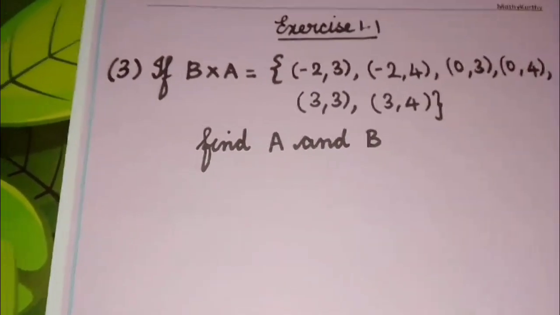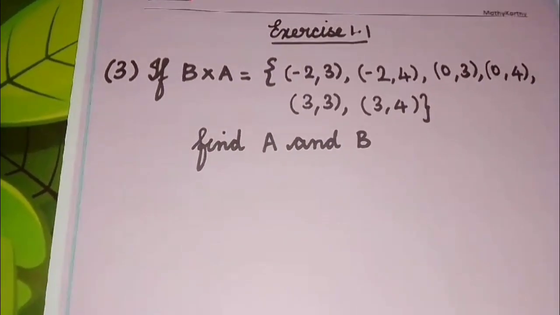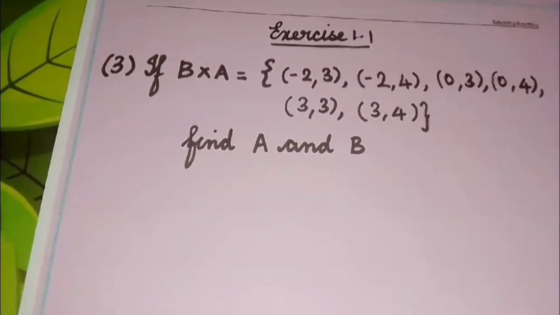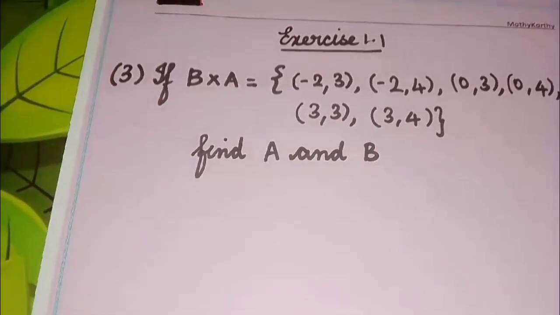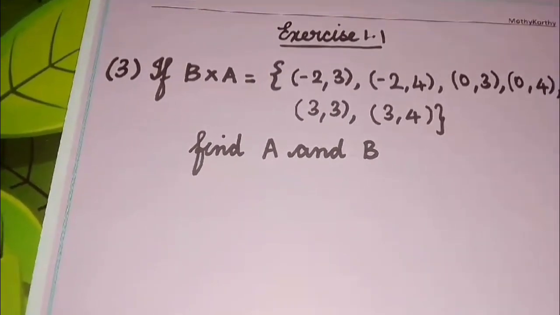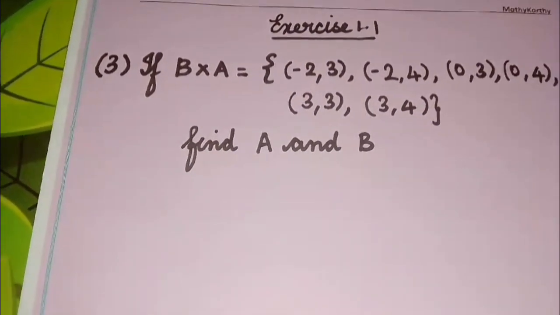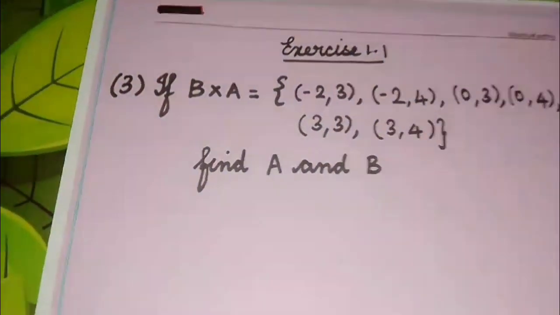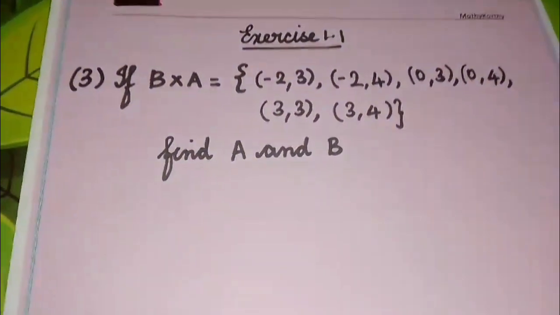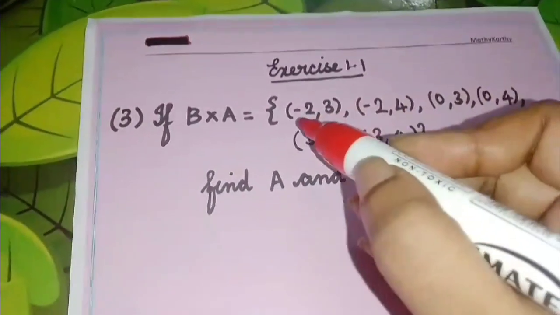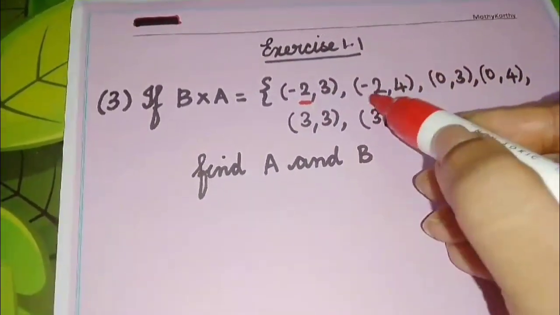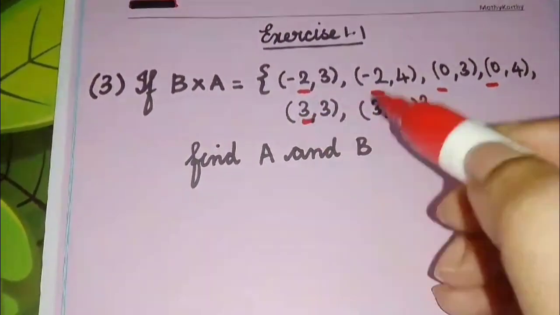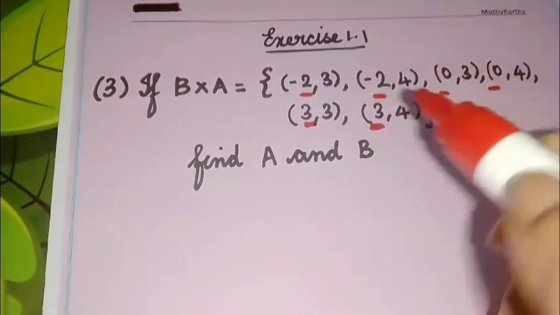And this sum is quite interesting because here, what is a Cartesian product? Recall the concept of Cartesian product. It is a set of all possible ordered pairs where, here comes the real interesting fact, the first element belongs to the first set and the second element belongs to the second set. So here the first elements are, what are the first elements? -2, 0, 3. These are the first elements of all ordered pairs, right?